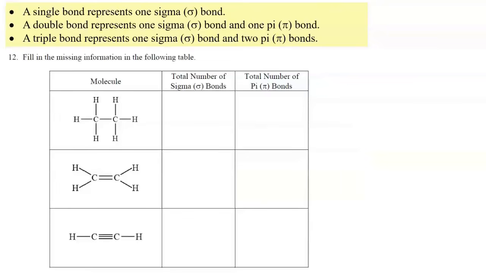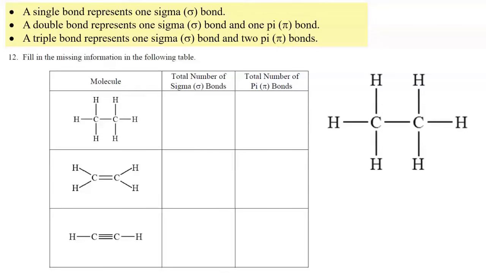Now, on to question 12. Again, I'm reminding you of those 3 bullet points: a single bond represents one sigma bond, a double bond is one sigma and one pi, and a triple bond is one sigma and 2 pi bonds. Our first example in number 12 is this molecule, C2H6. I don't see any double bonds or triple bonds, so all we have in this molecule are sigma bonds only. And I see 1, 2, 3, 4, 5, 6, 7 sigma bonds, and there are no pi bonds at all.